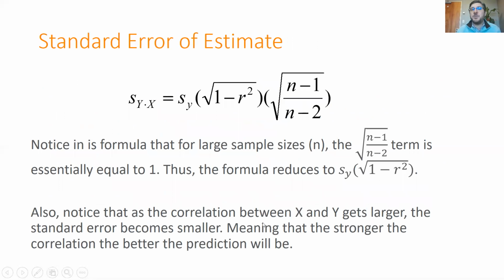Here's a formula for computing the standard error. I'm not going to have you do this by hand, but a couple of things to notice. Notice your R squared here. As your correlation becomes larger and larger, your standard error tends to be smaller and smaller. So the stronger the relationship between two variables, the less error of measurement you're going to have.